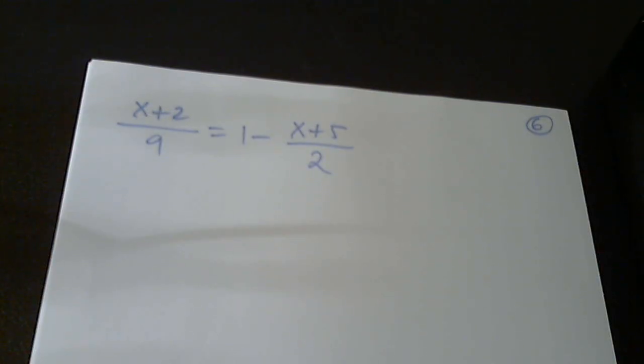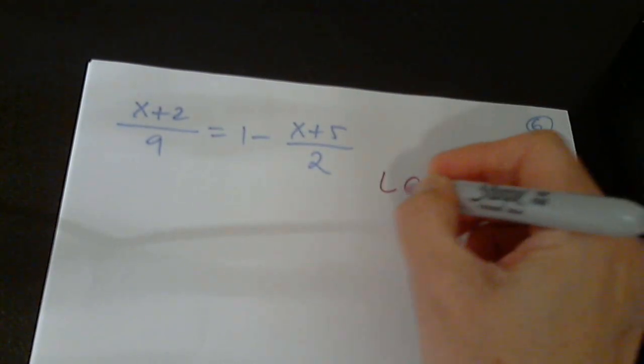Anyone would like to try? Give us an idea. What would you like to do here? What bothers you here? The 9 and the 2. Correct. So let's find the least common denominator.